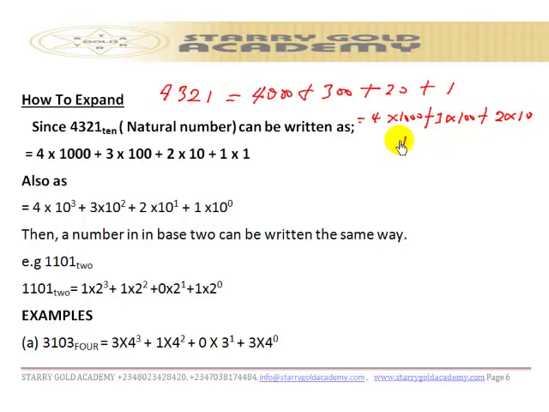plus 1 times 1. In other words, you can also say that 4 times 1,000 is 10 raised to the power 3, plus 100 is 10 raised to the power 2, 10 is 10 raised to the power 1, and then 1 is 10 raised to the power 0.